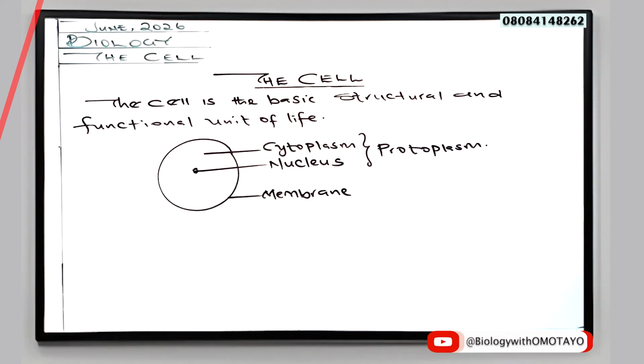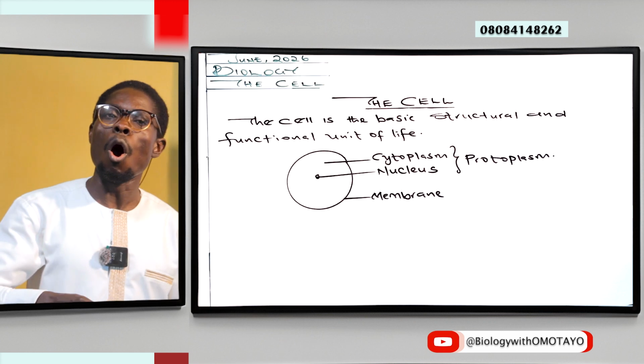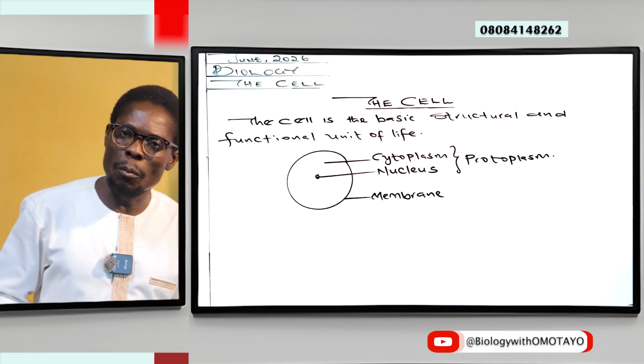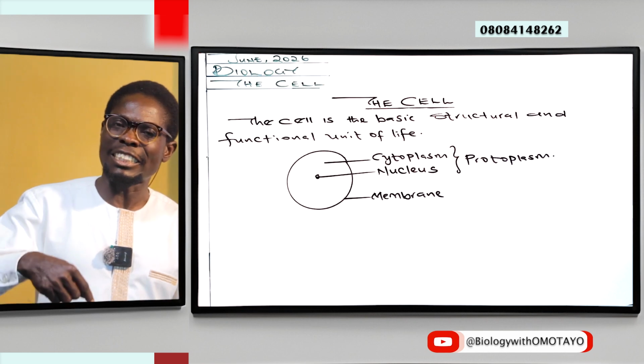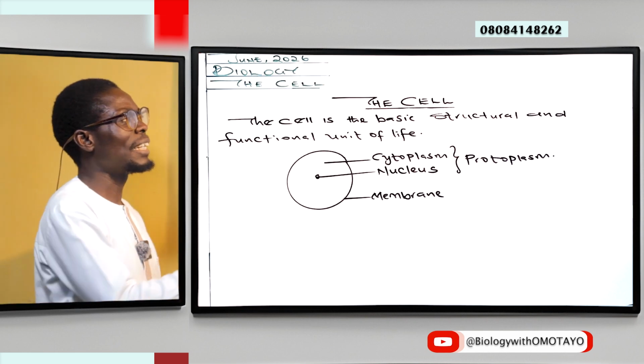Now, a cell has a nucleus. The nucleus controls all activities of the cell. It is referred to as the basic driver, the basic engine room of a cell. It is the basis of genetic information. It is the one that instructs and drives all activities of the cell, that is the nucleus.